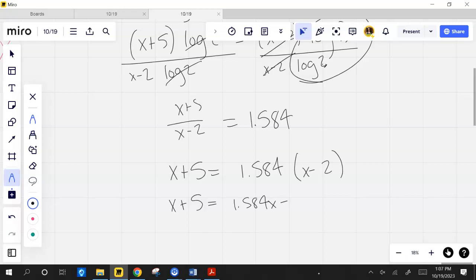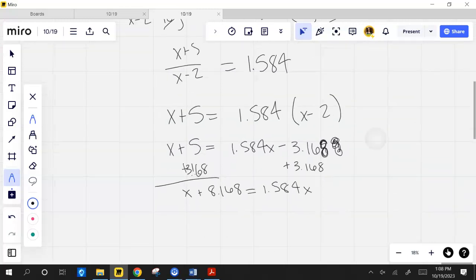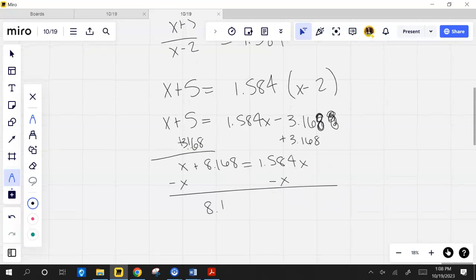1.584x minus 3.1699. Okay. It's just a rounding issue. I'm going to probably add and move that x over also. I'm taking a lot of steps here writing this, but you definitely don't have to take quite this much. I just wanted you to see where everything is coming from, and then divide.